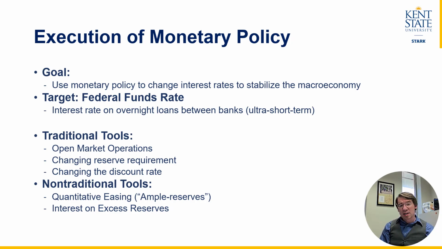Central banks are also engaged in the execution of monetary policy. So the big goal of monetary policy from the central bank's perspective is to try to use the monetary policy to change interest rates in order to stabilize the macroeconomy. Right, so the big target that you see the Federal Reserve looking at nowadays is what we call the federal funds rate. The federal funds rate is the name given to the interest rate on overnight loans between banks. Okay, so it's an extremely short-term loan.